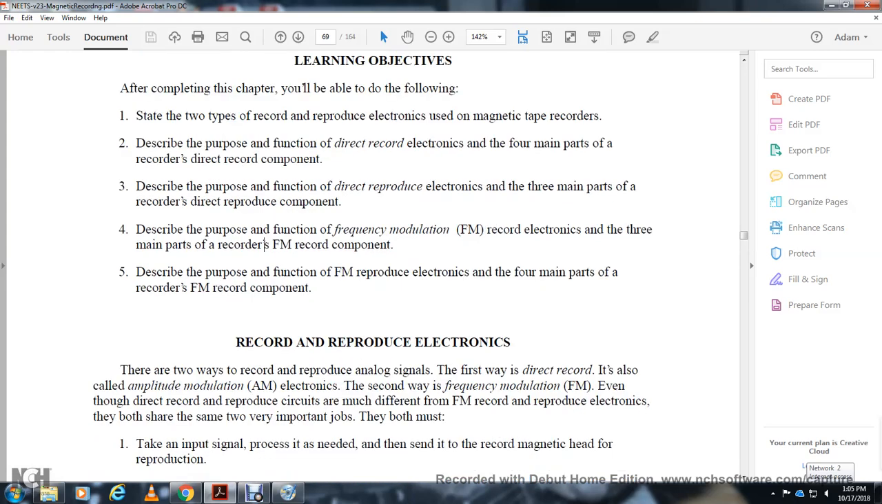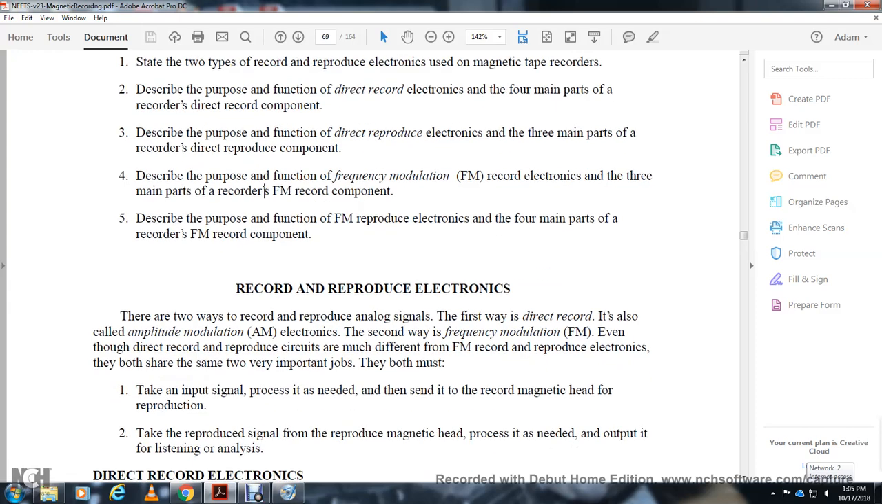Record and reproduce electronics. There are two ways to record and reproduce an analog signal. The first way is direct record, also called amplitude modulation electronics. The second way is frequency modulation. Even though the record and reproduce circuits are much different for direct and frequency modulation electronics, they both share two very simple, important jobs. They both must take the input signal and process it as needed for the record magnetic head for recording, and for reproducing, they must process the reproduce magnetic head signal as needed for the output and listening device.